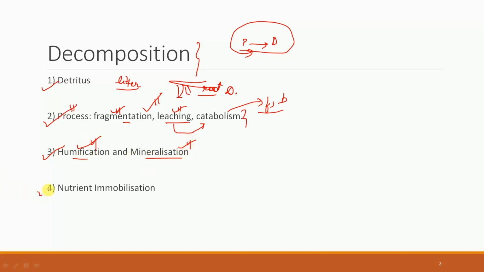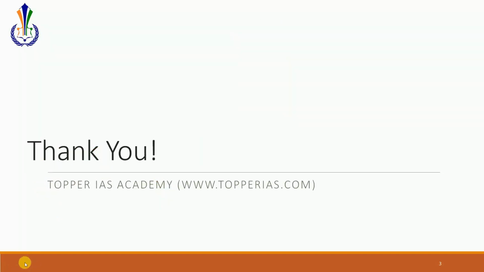Another important concept that you should know about is nutrient immobilization. What happens is that sometimes these nutrients get locked in the microorganisms who are involved in the breakdown of this detritus, and that process of locking of these nutrients in microbes is what is known as nutrient immobilization. So that is about decomposition, and that's about the entire process, and that's about our discussion today.